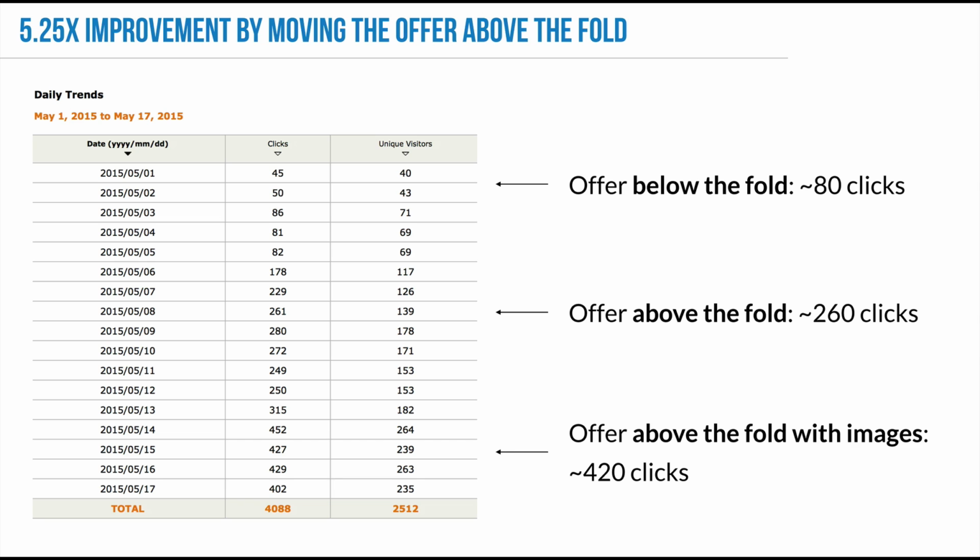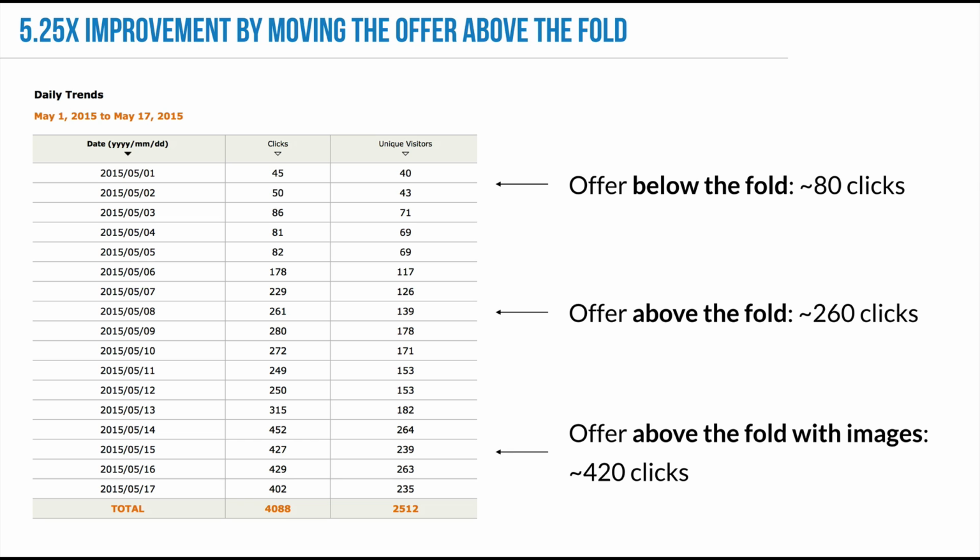At the beginning of the month of May, we had about 80 clicks per day on average, and I'm being generous. Then I moved the offer above the fold, and we got 260 clicks per day. That's pretty good, right? That's a huge improvement. So I was like, all right, cool. Is this going to drop rankings at all? And nothing happened. In fact, the rankings are pretty stable, and I don't think they could go much higher.